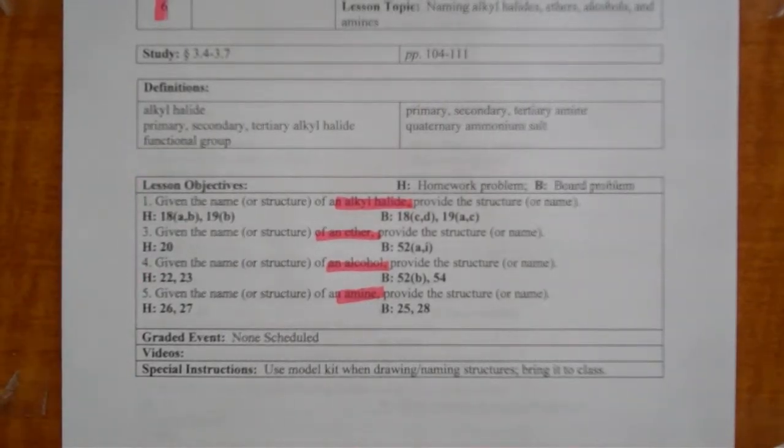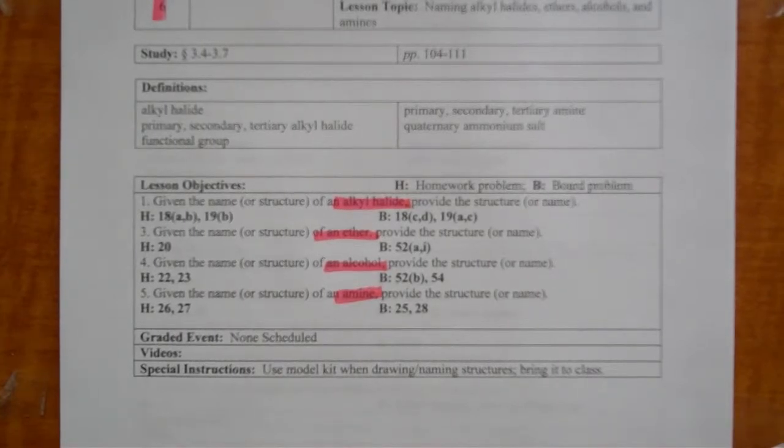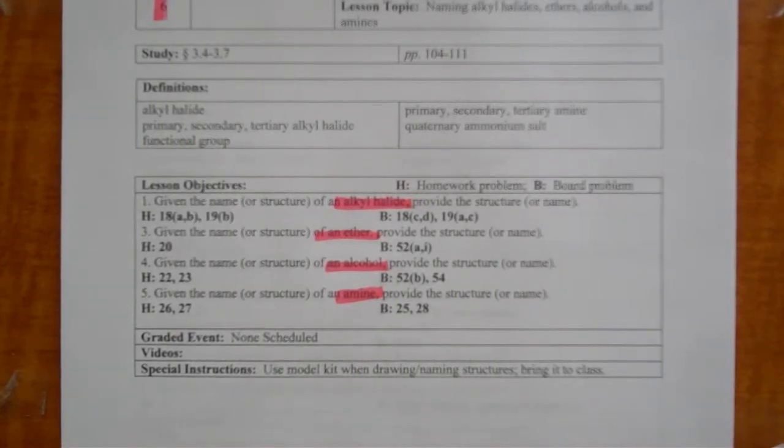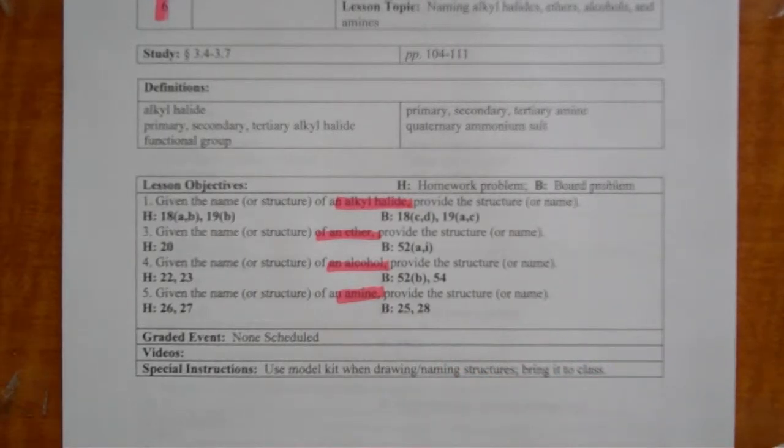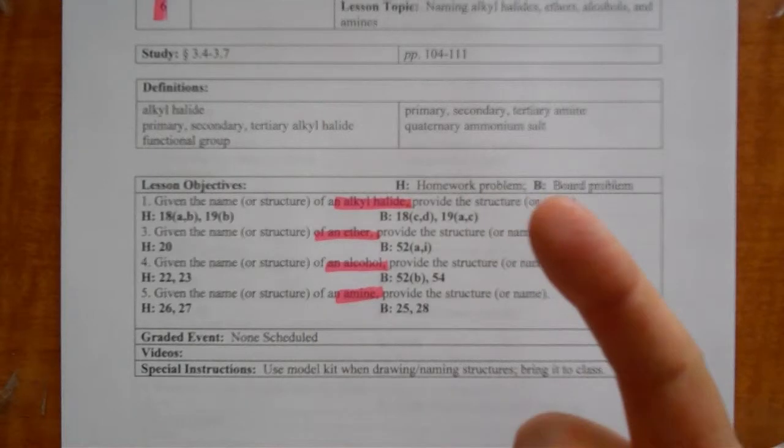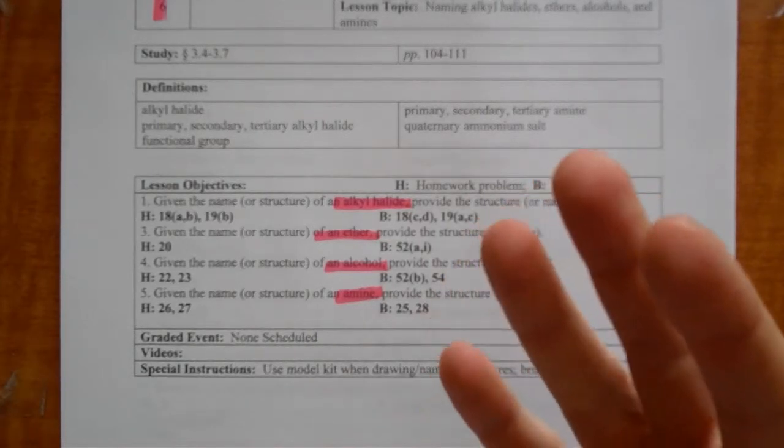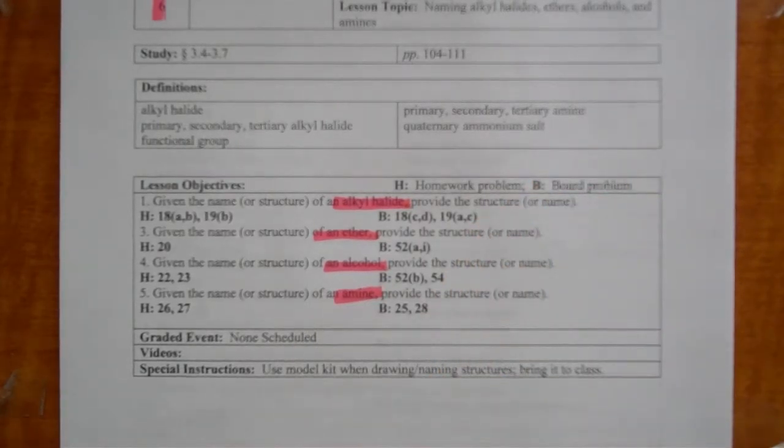Let's look at this. Section 3.4 is alkyl halides. Then section 3.5 is ethers. 3.6 is alcohols. 3.7 is amines. What? 4, 5, 6, and 7. Huh. Okay. All right. Yes, I can count.